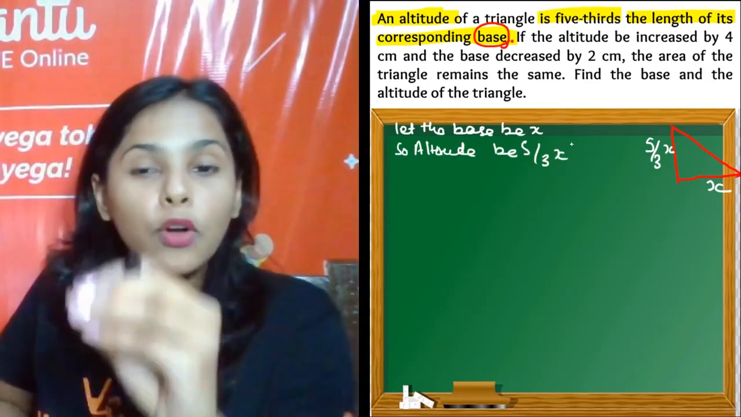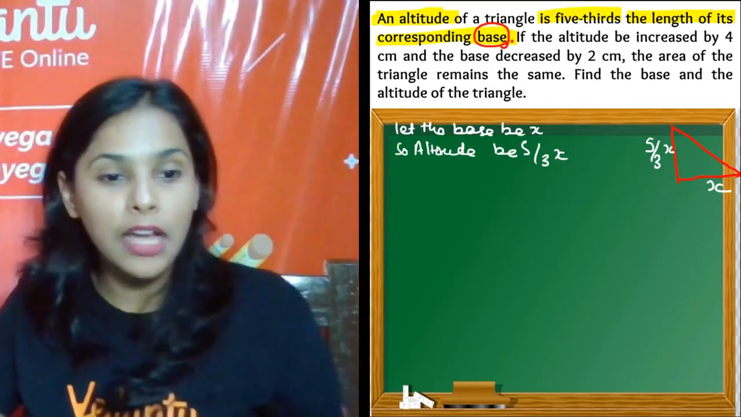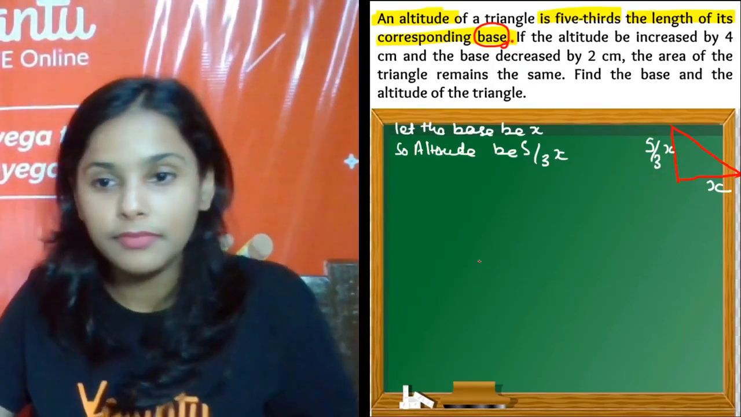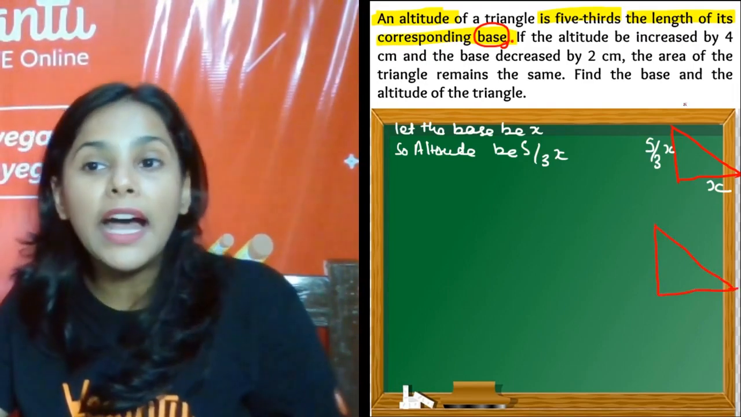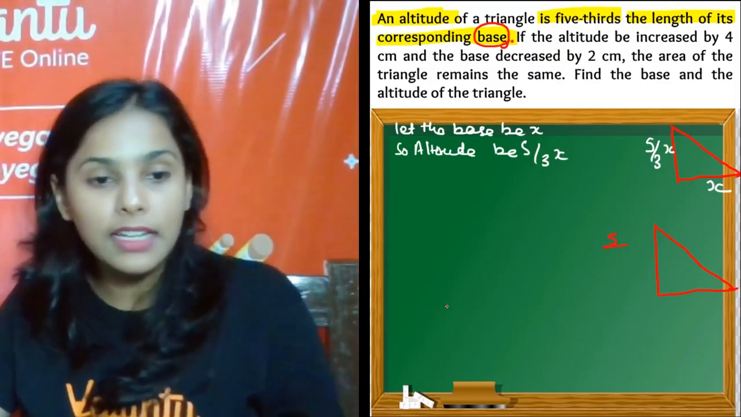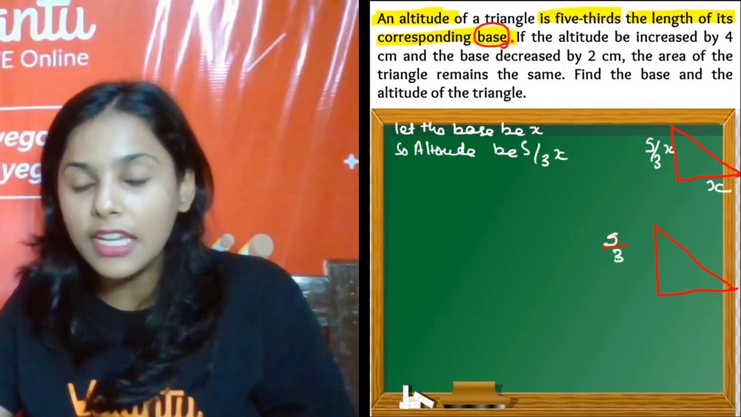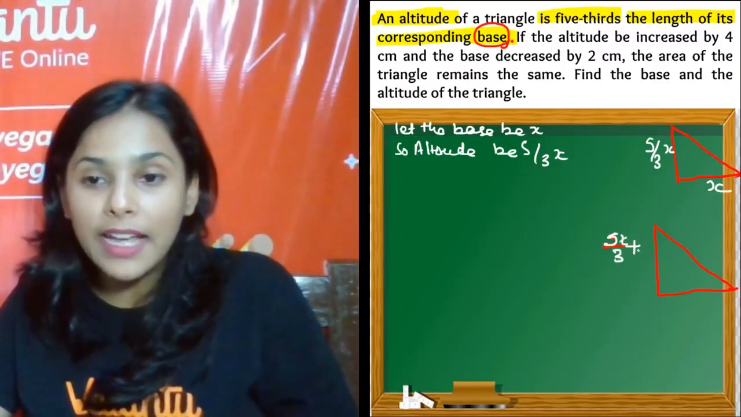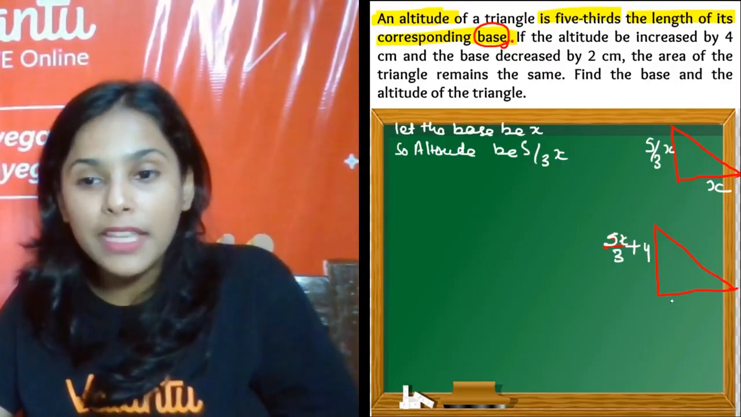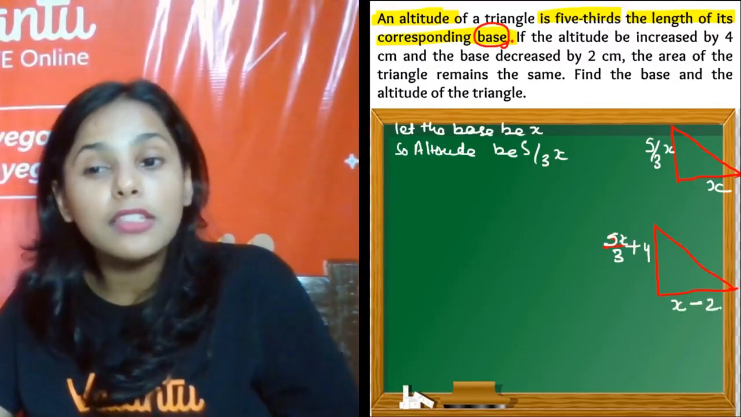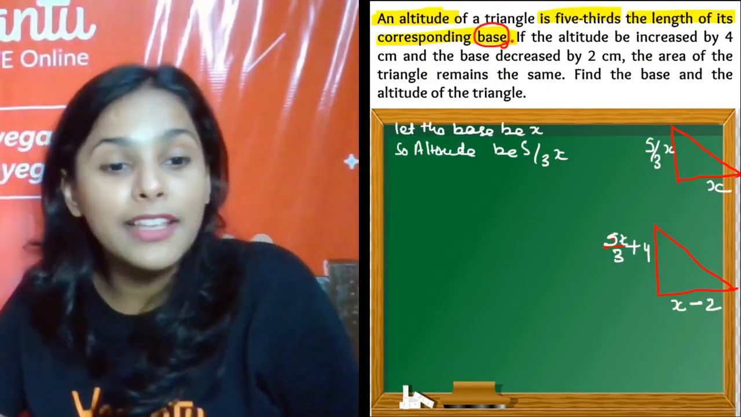Simple. Now according to the question, if the altitude is increased by 4 centimeter, now let me draw another triangle. If you increase the altitude by 4 centimeter, so 5 by 3x plus 4 centimeter, everybody agree? And the base is decreased by 2 centimeter. So base was x before and it is now decreased by 2 centimeter, so x minus 2. Simple. And the area of the triangle remains the same.